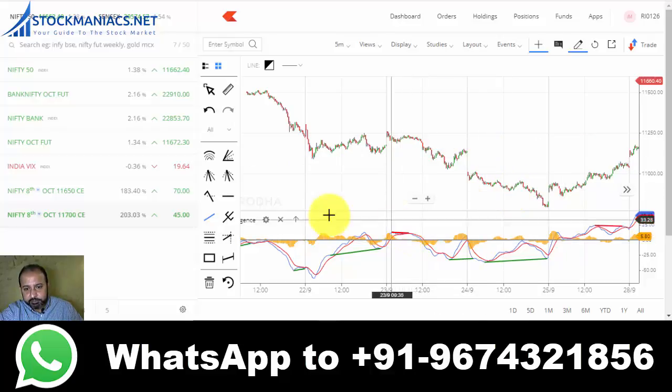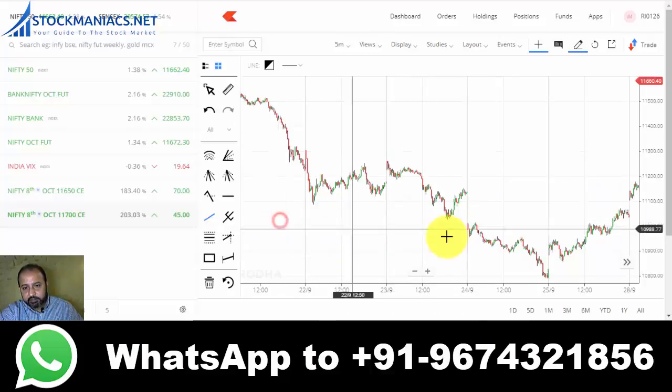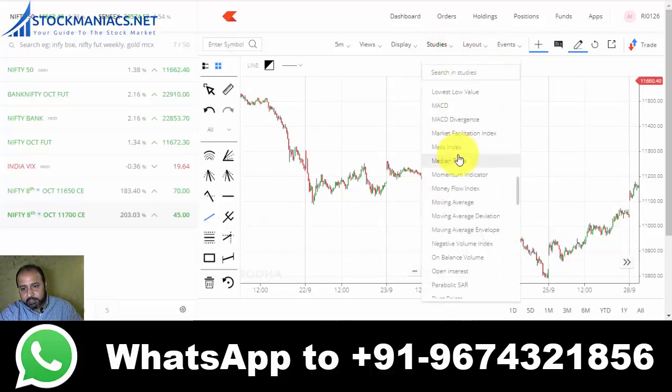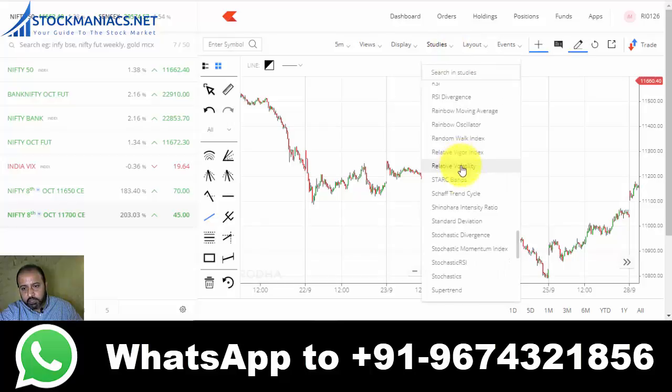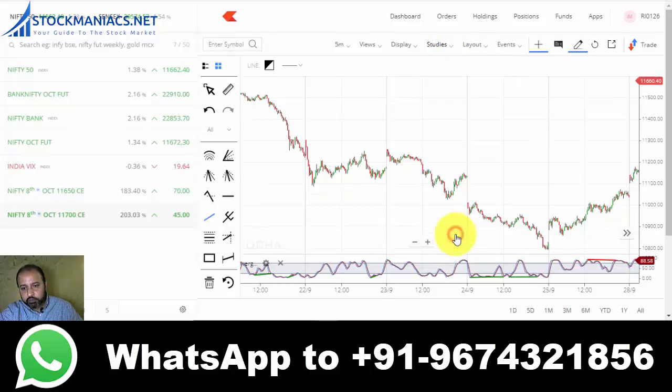Let me delete the drawings. Now this was the MACD divergence. In Zerodha they have given some other divergences also. Suppose there is a stochastic divergence. So let me go to stochastic divergence.